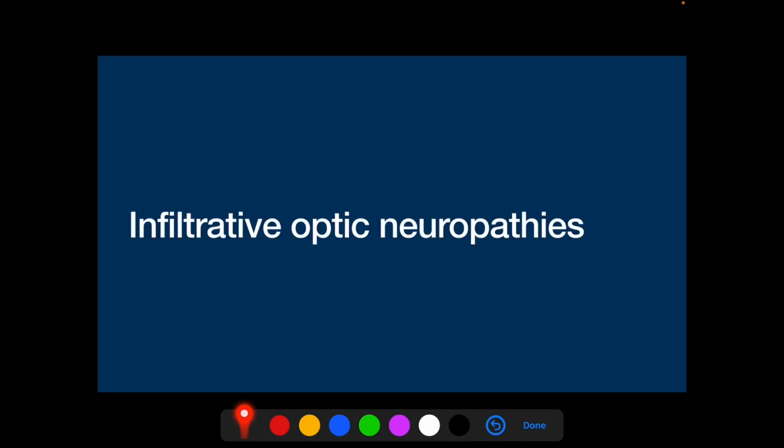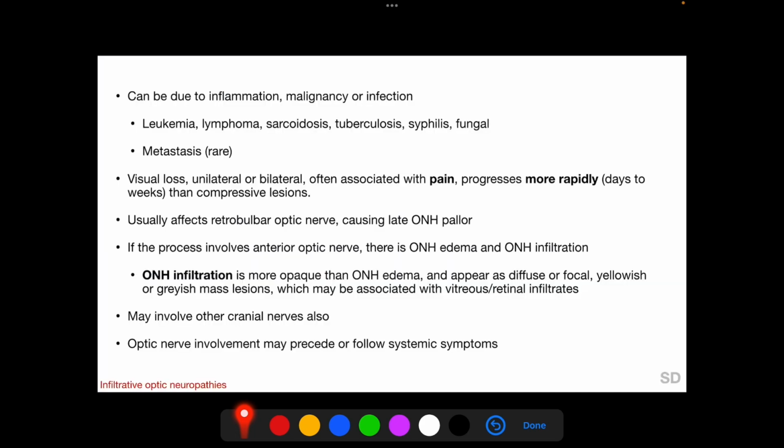Coming to infiltrative optic neuropathies. Infiltrative optic neuropathies can be due to inflammation, malignancy or infection. Leukemia, lymphoma, sarcoidosis, tuberculosis, syphilis and fungal infections are potential etiologies. However, metastasis to the optic nerve is rare. In infiltrative optic neuropathies, visual loss, either unilateral or bilateral, is often associated with pain, and the visual loss progresses more rapidly compared to compressive lesions.